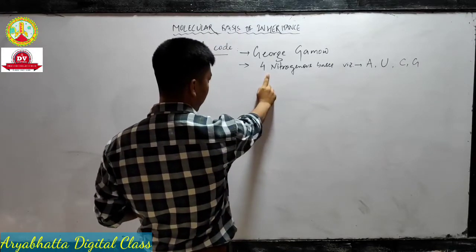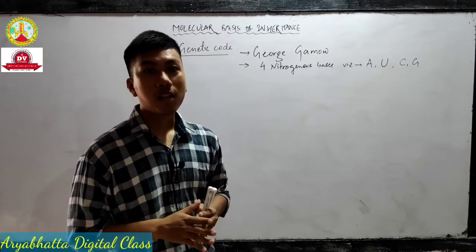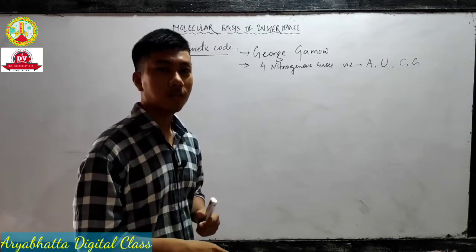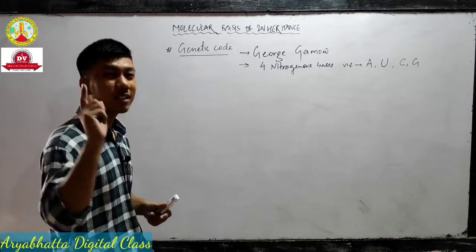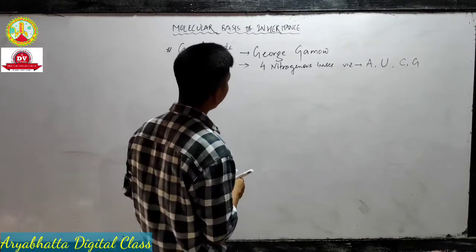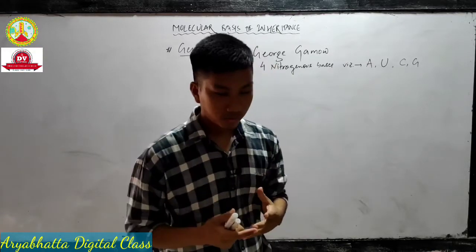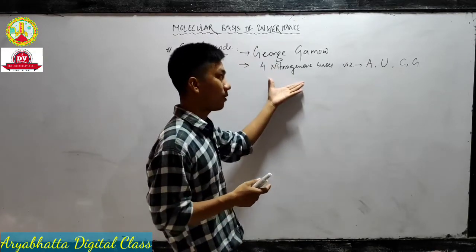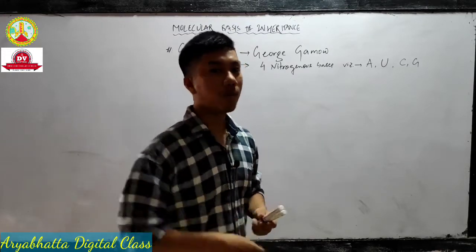These 4 nitrogenous bases make a total of 64 genetic codes. How many? 64. We will see that. So the 4 nitrogenous bases are the actual genetic code, meaning they are going to make the genetic code. Now total genetic codes are 64.